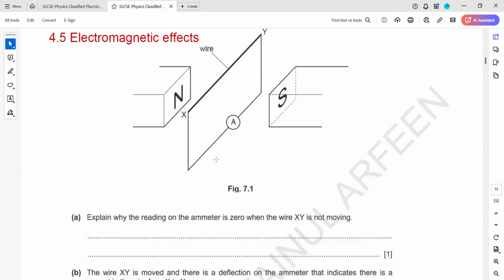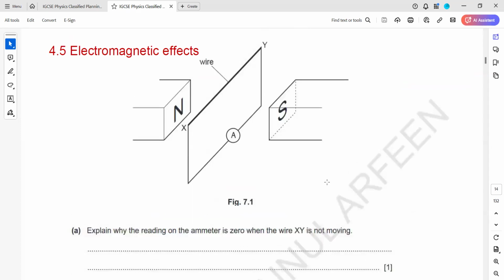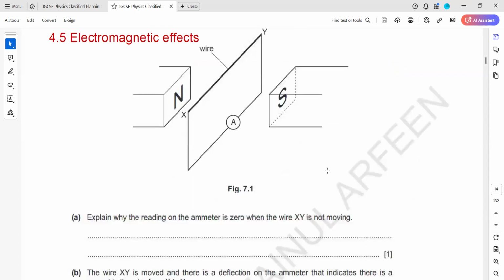Explain why the reading on the ammeter is 0 when XY is not moving. Why is the reading 0 when XY is not moving? Yeah, no change in the magnetic field. No, it does not cut the magnetic field. That's also a term. Or no change in magnetic flux linkage. You can mention that as well. So no change in magnetic flux or magnetic flux linkage.